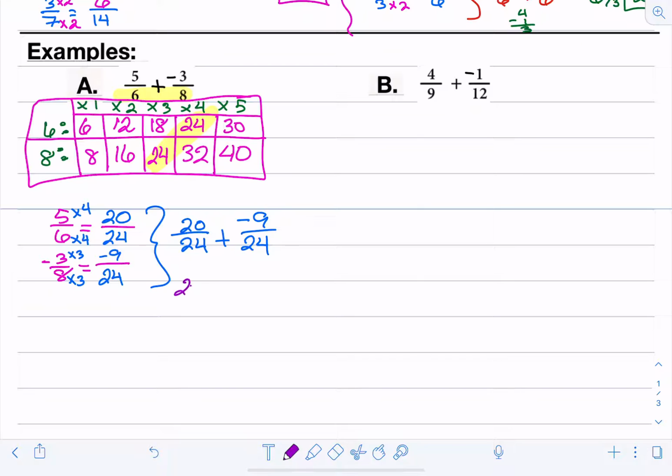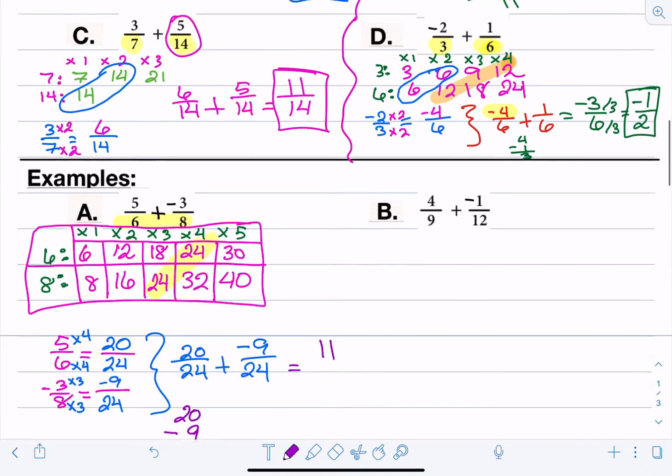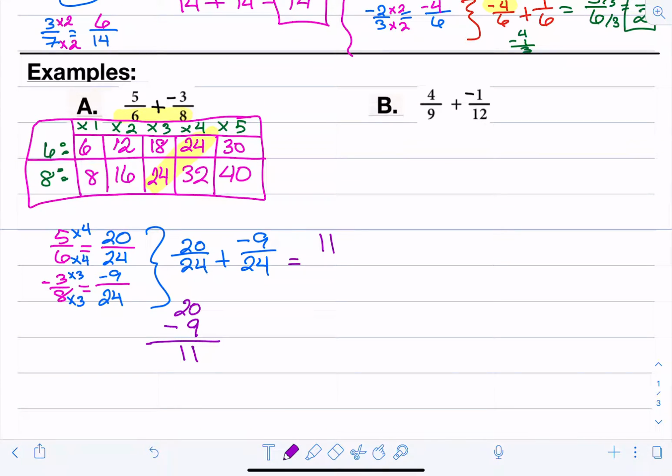So 20 minus 9 is 11. Okay. The 20 is positive, so our answer is going to be positive, right? 20 is the bigger number, and it's positive, so our answer is going to be positive. And then we keep the denominator, so it's going to be 11/24. The last step is to simplify if you can. 11/24 is simplified as low as it will go, and that's our answer, 11/24.